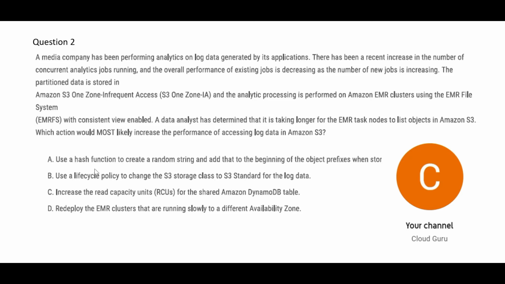The first one says use a hash function to create a random string, etc. So this option A is primarily used if the job is finding it difficult to sort the files and understand which, suppose there is a daily file coming in and there is a date put in the file name. So the jobs try to understand what the file name is and how to derive it, etc. But here it doesn't seem that this is a problem, because it is talking about delay in listing the objects in S3.